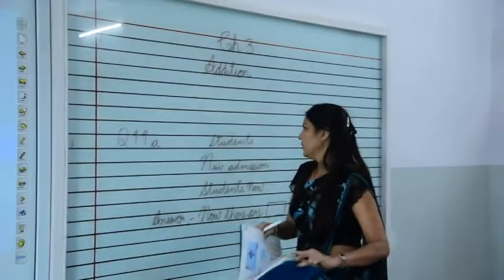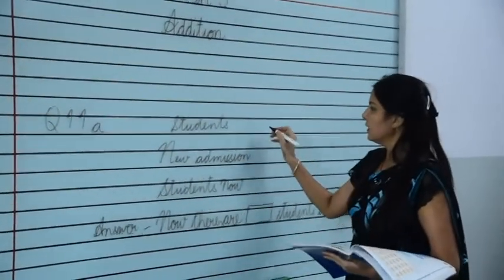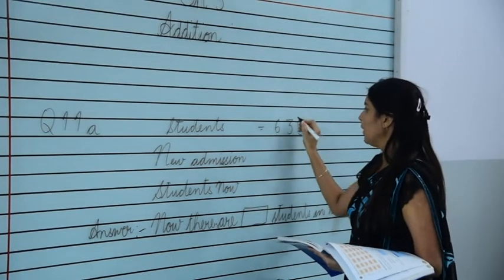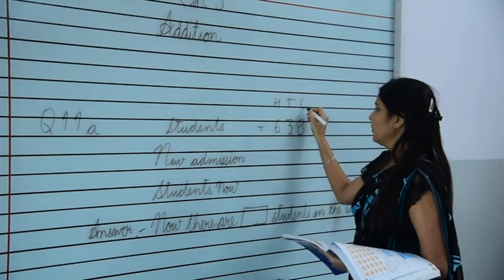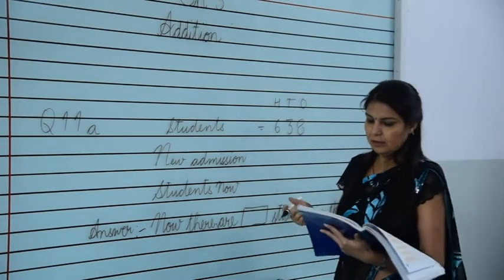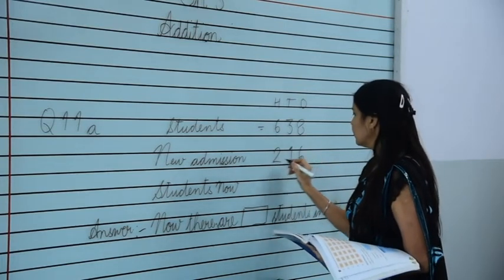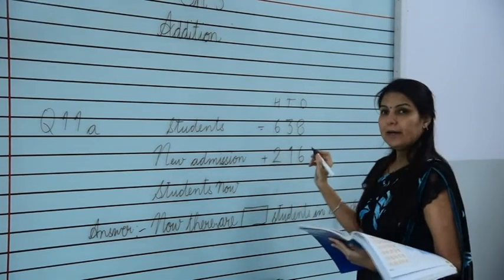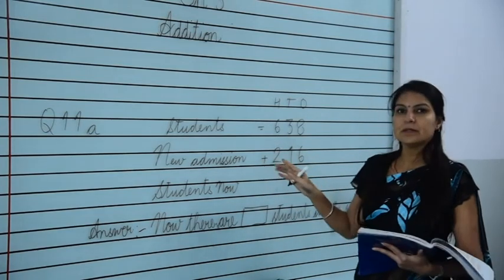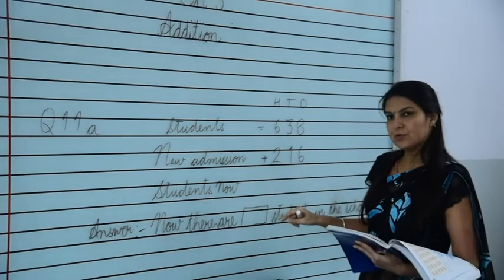Now children, you know how many students already were there in the school? 638 students were there in the school. And how many new admissions are there? You can read the statement now and you can find out how many new admissions are there. 216 new admissions are there. So what we have to do? We have to add these numbers for finding out the total students now in the school.